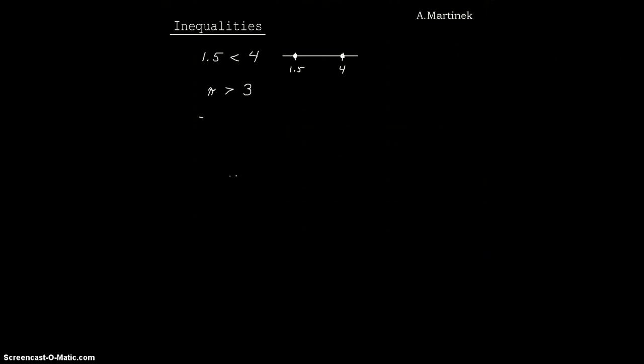Perhaps some negative numbers, -1 and -7. Well, where do those lie? Let's think about this. Here's 0, -1, 2, 3, 4, 5, 6. -7 is over here. -7 is to the left of -1, so -7 is less than -1, or -1 is actually greater than -7.